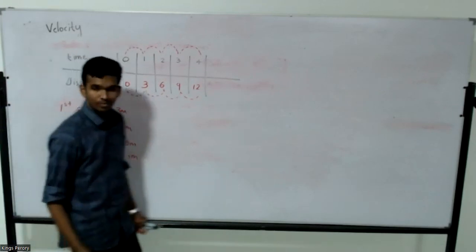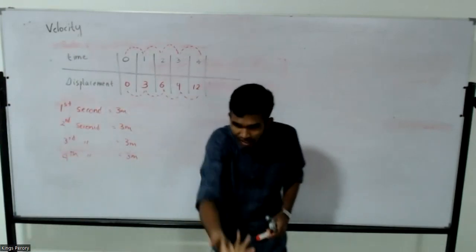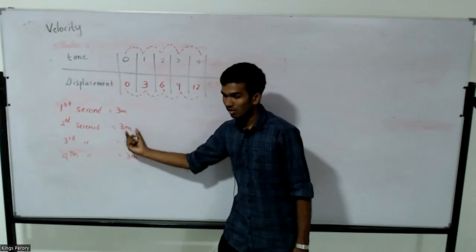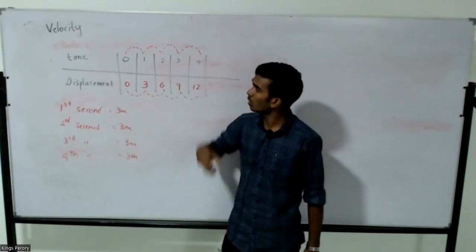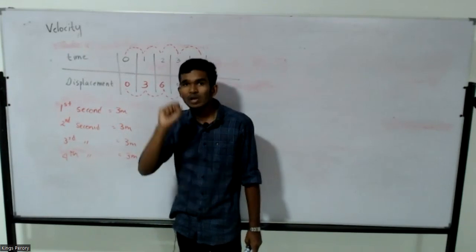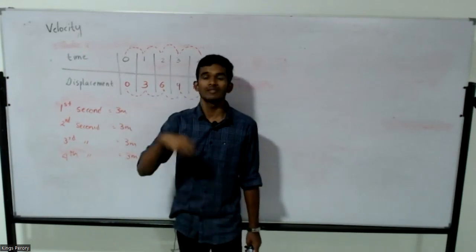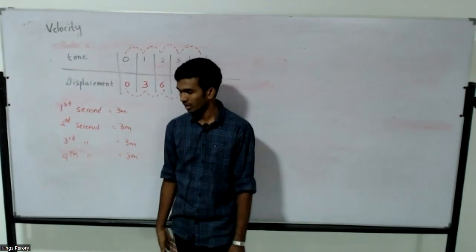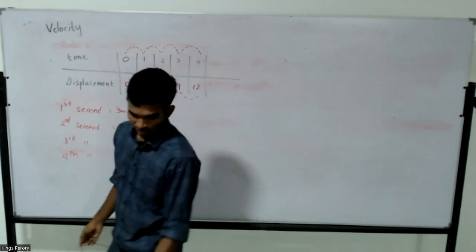Now what can you see? Each and every second, displacement is always same. Then what do we call this motion? We call it uniform velocity or constant velocity motion. Clear? Understood? Let's write.